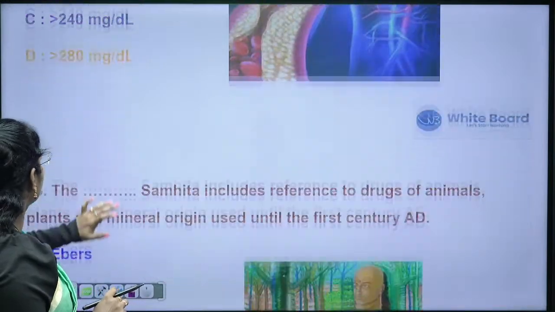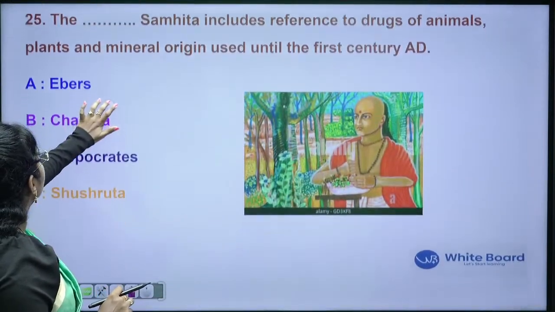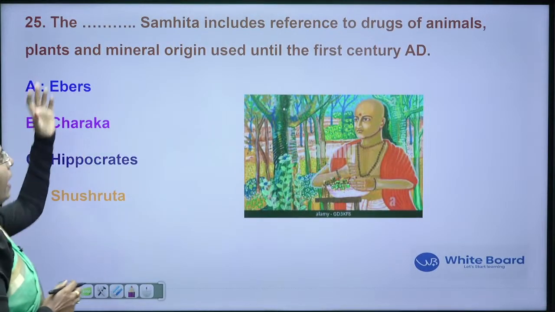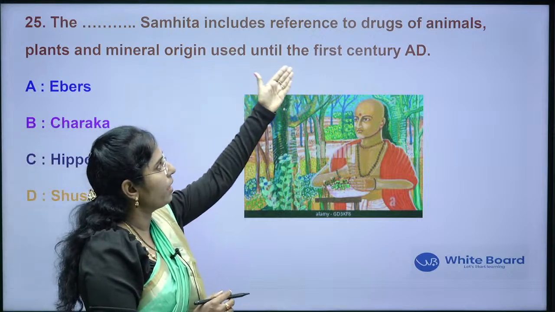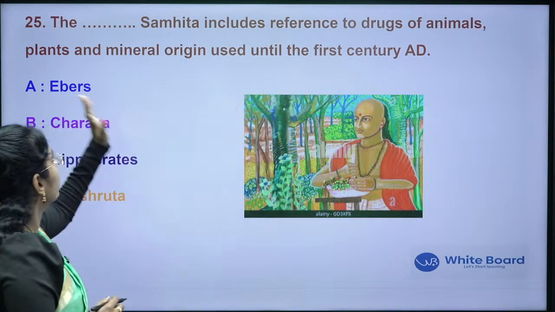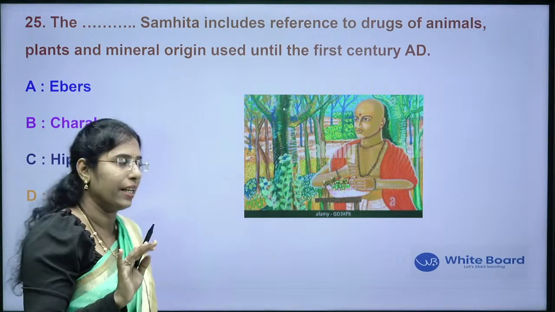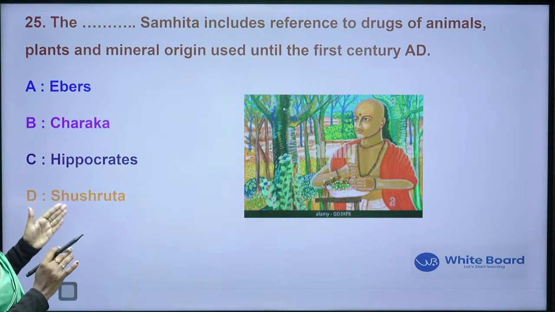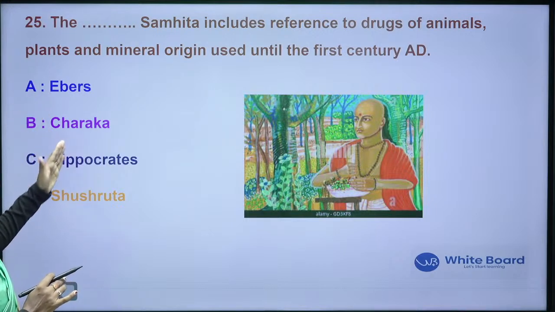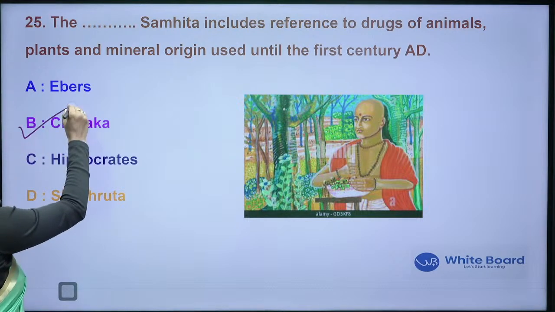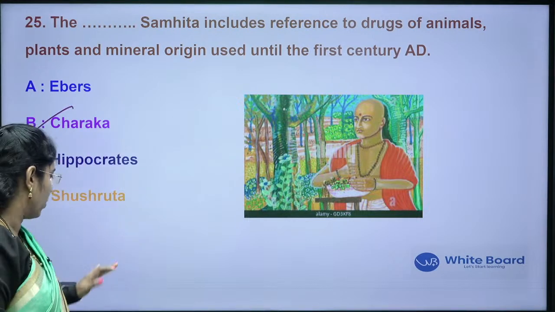Coming to the next question, question 25. The Charaka Samhita includes references to drugs of animal, plant and mineral origin used until the 1st century AD. Here they have given 4 options: Ebers, Charaka, Hippocrates and Sushruta. So, the correct answer is Charaka. It is also a direct question.